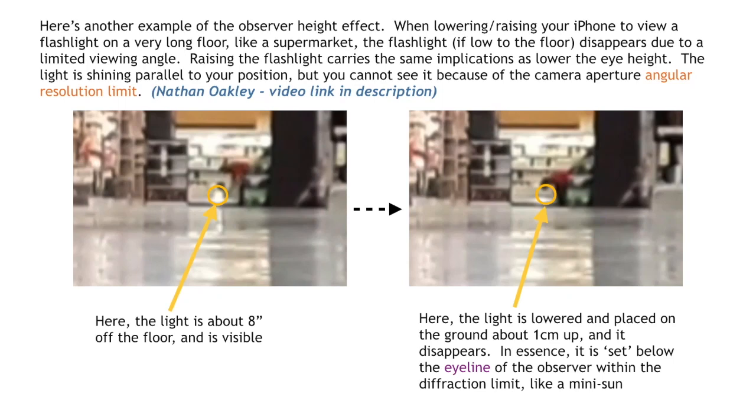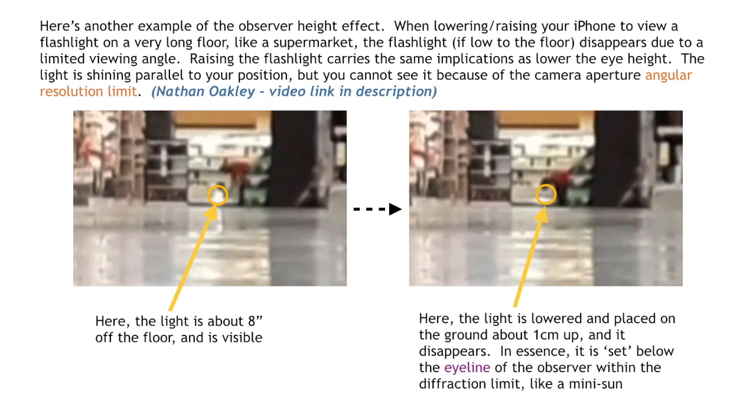Keep that in mind. That light is shining essentially in a direct line, or what you would think would be a direct line, straight to the phone, but the phone camera cannot pick it up. It cannot resolve the light. It has hit its angular resolution limit.